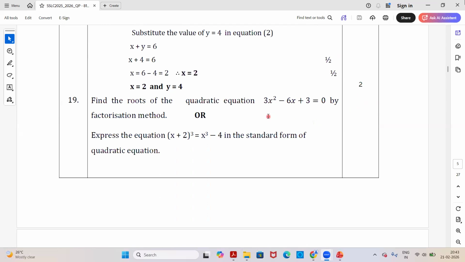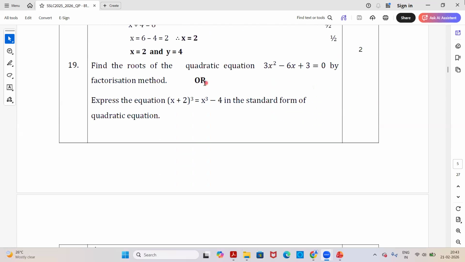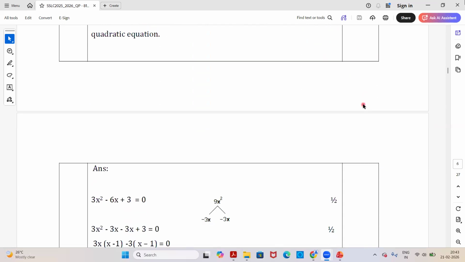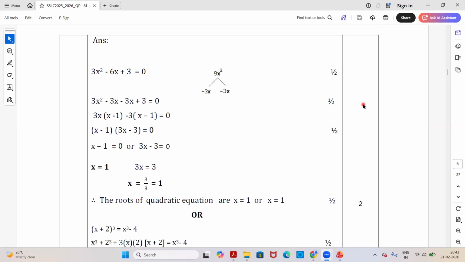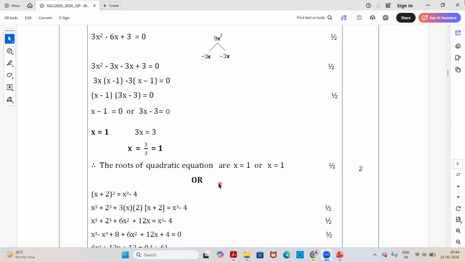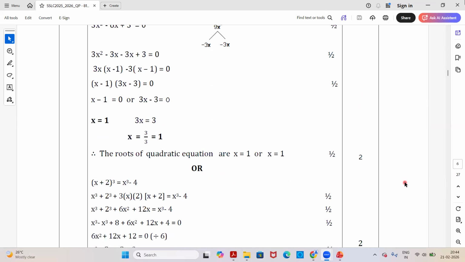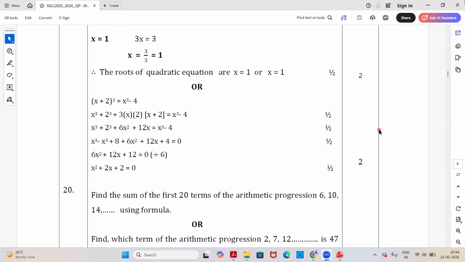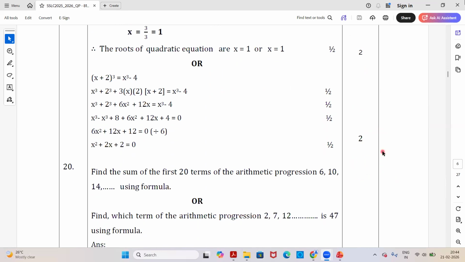Then question 19 is having an optional question. You can see here, this is one of the questions and this is the next question. Any one you have to attempt. Let's see both of the answers. So the answer for the first one. And then from here you have the answer for the second one. So you can see very clearly how marks are given for each step and the whole marks for the entire sum is given over here.